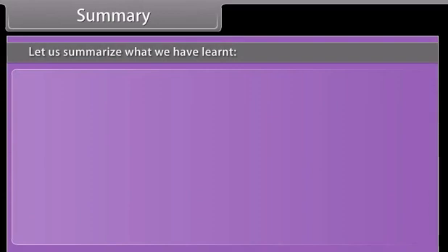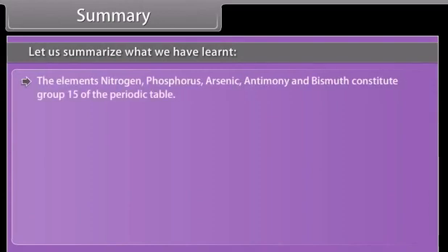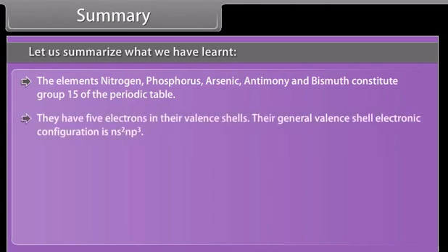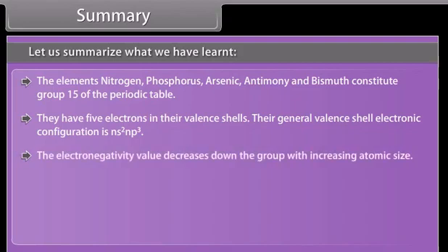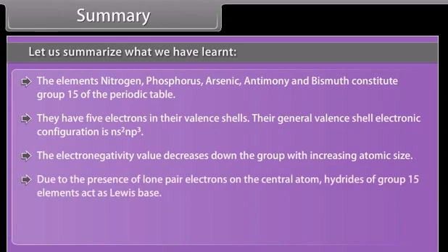Summary. Let us summarize what we have learned. The elements nitrogen, phosphorus, arsenic, antimony and bismuth constitute group 15 of the periodic table. They have 5 electrons in their valence shell. Their general valence shell electronic configuration is ns2np3. The electronegativity value decreases down the group with increasing atomic size. Due to the presence of a lone pair of electrons on the central atom, hydrides of group 15 elements act as Lewis bases.